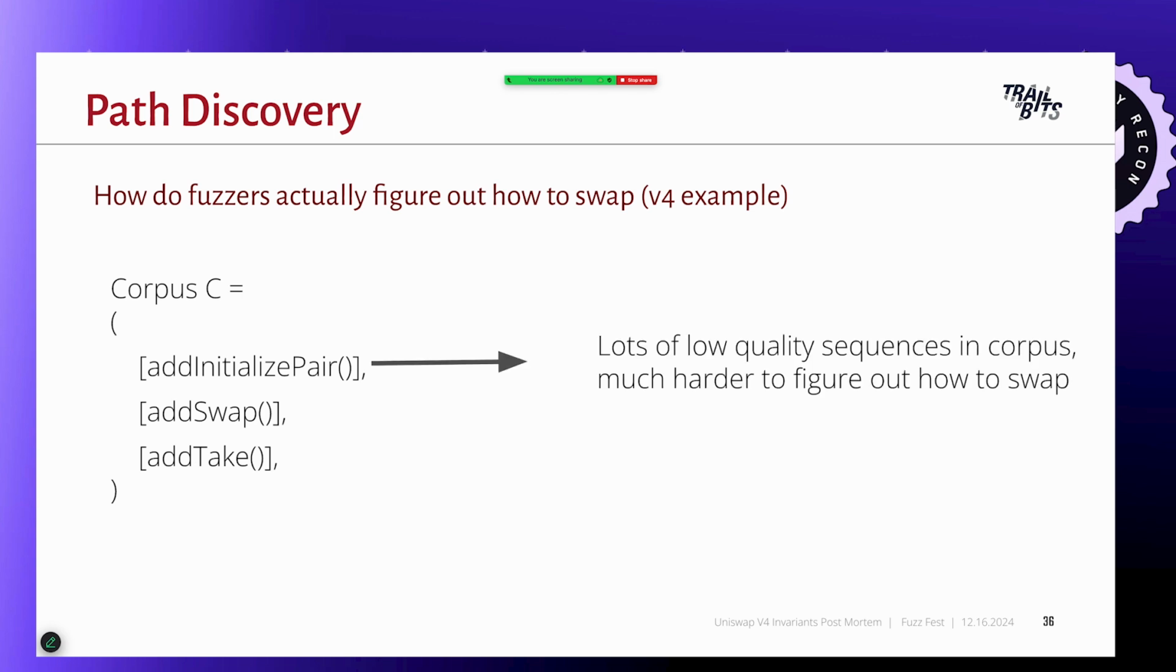And because now our corpus has a bunch of these sequences in it that don't actually mean anything to us, it's going to be way harder for the fuzzer to figure out, well, I have to initialize the pair, then I have to add liquidity, then I have to transfer tokens, then I have to swap, then I have to settle the balances with Uniswap, then I have to call settle, then I have to call run actions. It's very unlikely that based on this corpus, the fuzzer is going to figure out how to do a swap. It's going to be terrible.